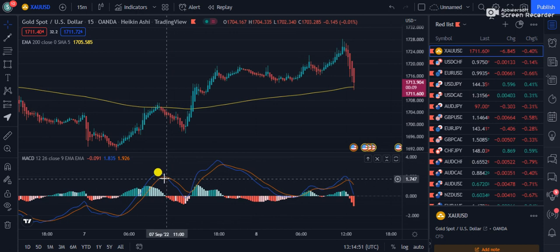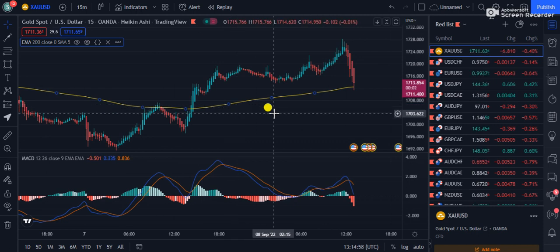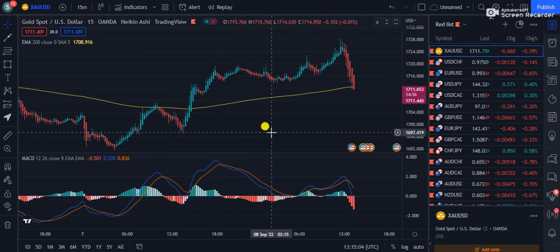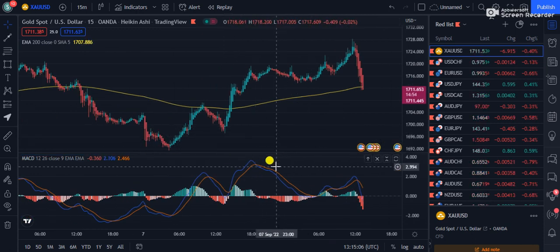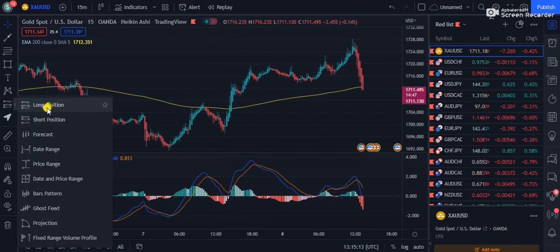Okay, as you can see, we have two moving averages on the MACD. This is the separate moving average that we are using, the 200 period exponential moving average, but these two moving averages are different, right? So we need to take care of these things as well. Basically, we are going to trade these moving averages based on the crossover, right?